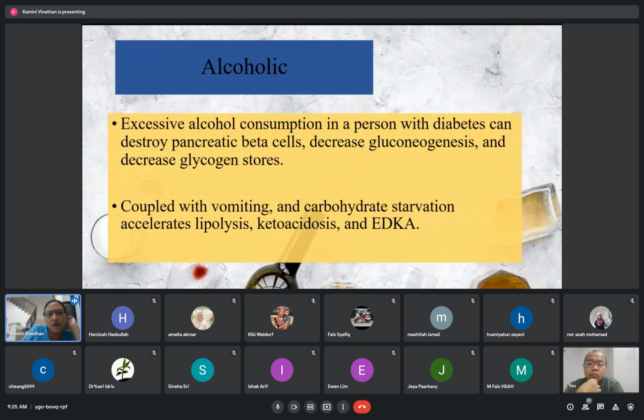Next etiology is alcohol. Excessive alcohol consumption in a person with diabetes can destroy pancreatic beta cells, decrease gluconeogenesis, and also decrease glycogen storage. Coupled with vomiting, carbohydrate starvation can accelerate the lipolysis and ketoacidosis in euglycemic DKA.